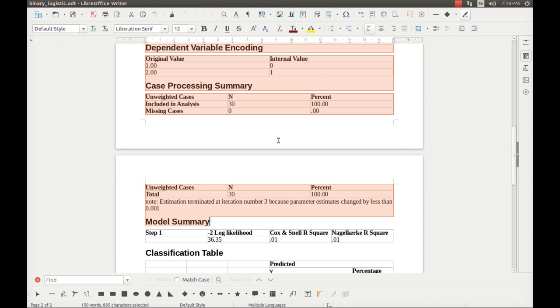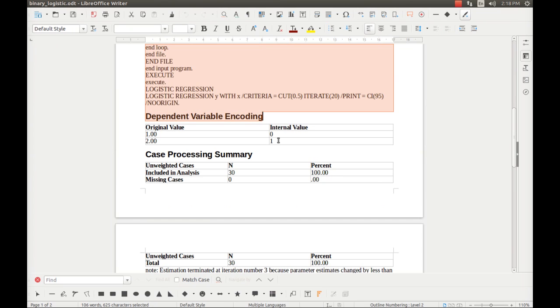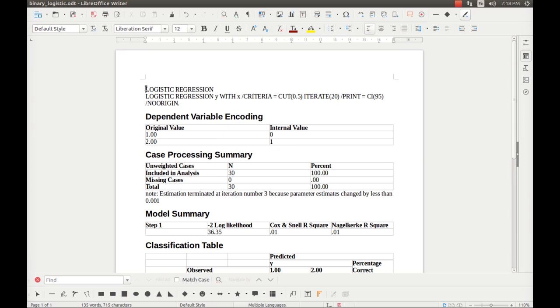I'll delete all unwanted parts. This from here is actually the code that we need to use in the syntax in order to perform this binary logistic regression. In case you belong to the open source community, you are most of the time interested in a character user interface instead of a GUI, like a graphic user interface.